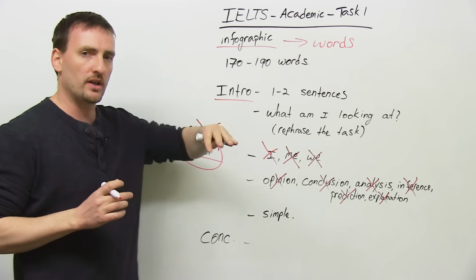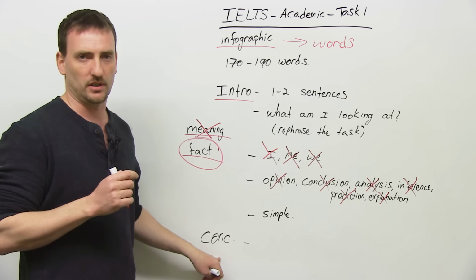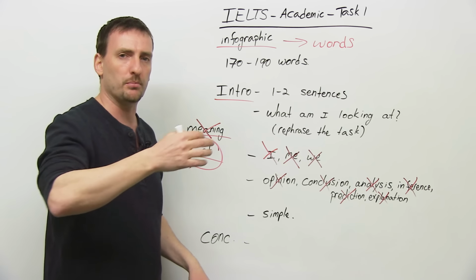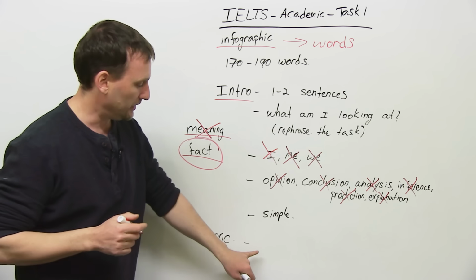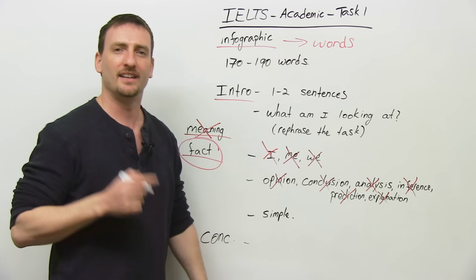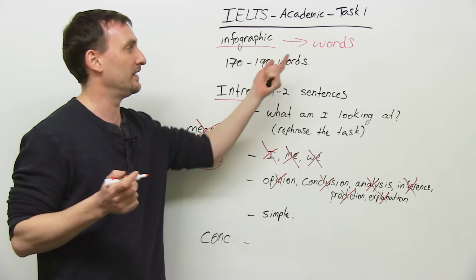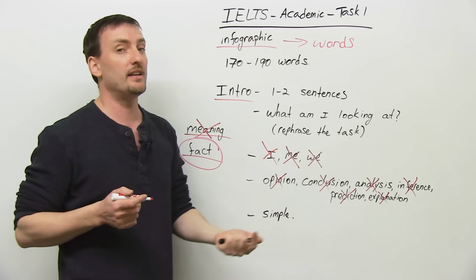Now, before I look at the body of the report, I want to actually look at the conclusion. Okay? You're going to have your introduction. You're going to have your body. What about the conclusion? Now, this is a bit of a trick question. Do you see all these things I wrote about the conclusion? That's what you're going to give me. Nothing. There is no conclusion in task 1 because you're not reaching any conclusions. You're not explaining anything.